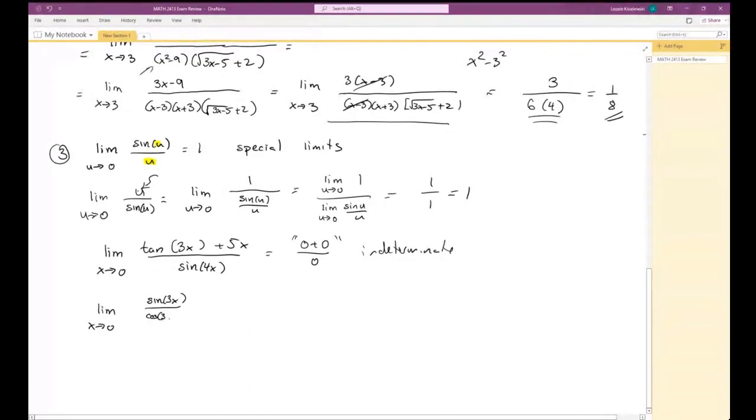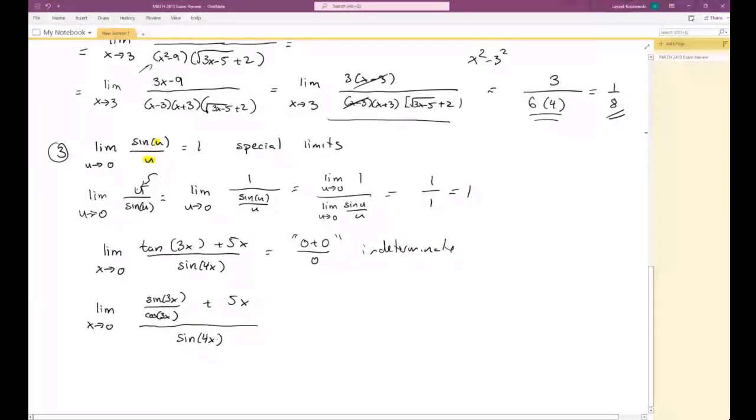All right. What did you do with the sine of u by u? Like, I didn't understand that. Okay. So can anybody suggest what the next thing to do might be if we know that we're going to use our special trig limit here? Anybody?